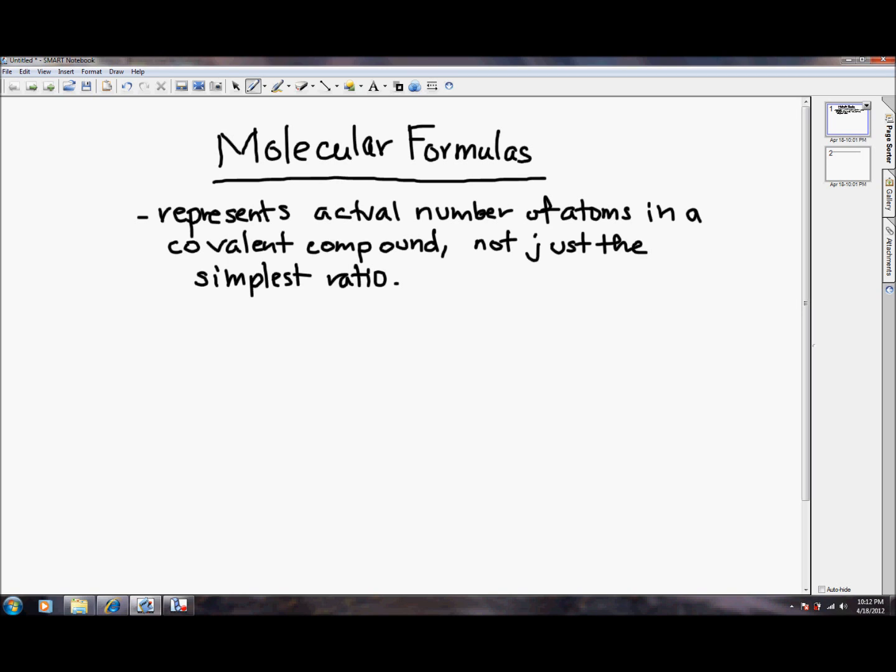So remember, for ionic compounds, the empirical formula is always going to be the best representation of the ions in the formula, because ions, because they have oxidation numbers, can only combine in one specific ratio. However, covalent compounds, with the nonmetals sharing electrons with other nonmetals, the same two elements can combine in several different possible ways. So the simplest ratio doesn't represent the actual number of atoms in the covalent compound.